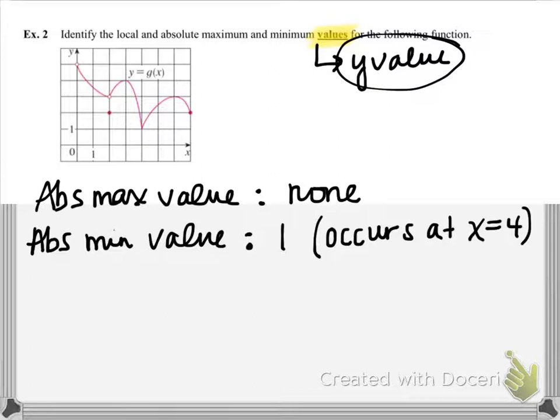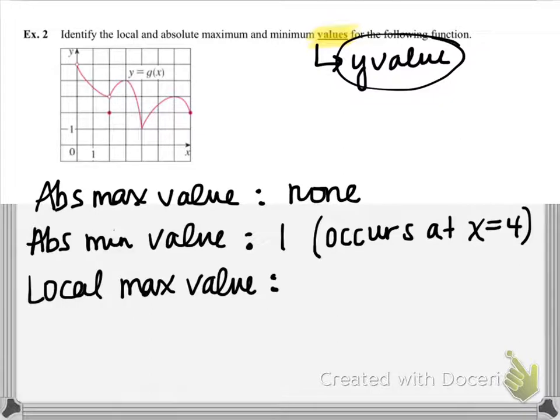All right, let's move on to locals. Let's start with local max values. Notice I said values, plural, because there could be more than one local maximum. So looking at the graph, where do we have those high points? Where do we have y values that are larger than the other y values around it?